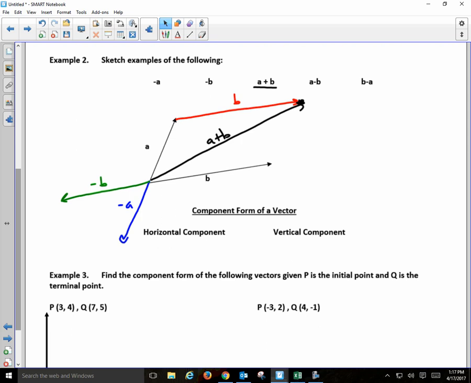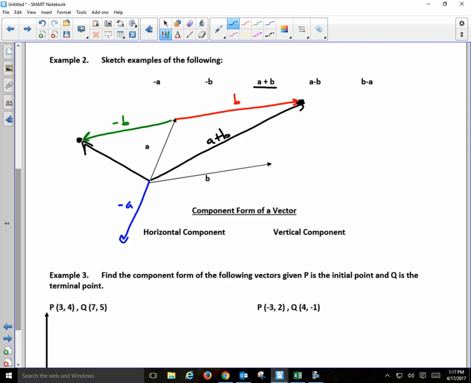How would I do a minus b? I take vector a and attach on a negative b. Looks like I left that a little bit short, but as good as I can do right now. So that would represent a minus b.